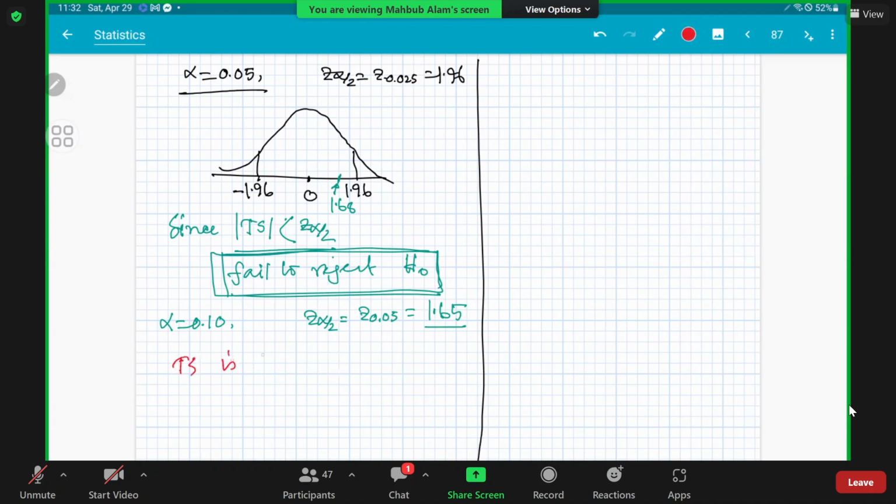TS is greater than 1.65. So we reject the null hypothesis. Is this clear? Actually, is anybody hearing me? Yes, sir. So are we understanding? Yes, sir.